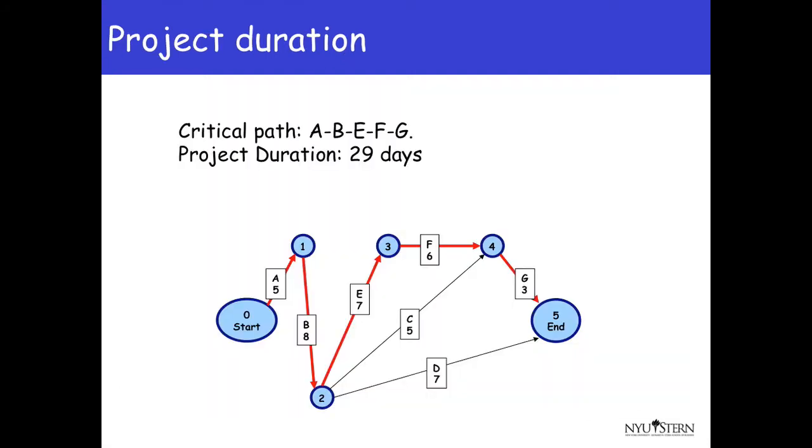To do this, we draw a project network and find the critical path. In this case, the critical path is activities A, B, E, F, and G, and its duration is 29 days. Also note that the other paths in the network are significantly shorter.